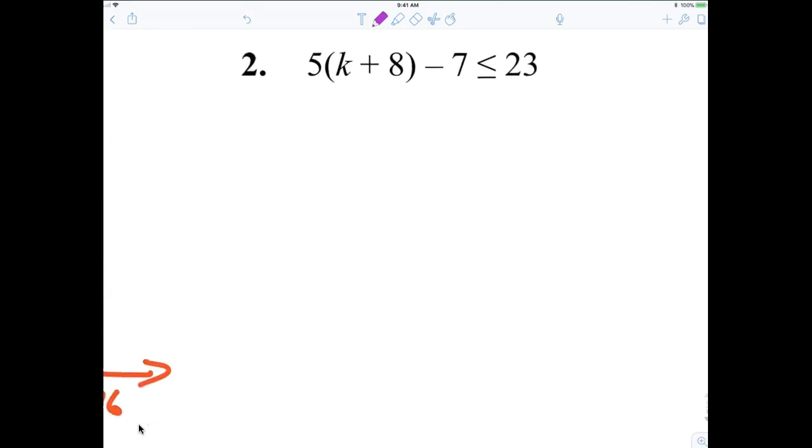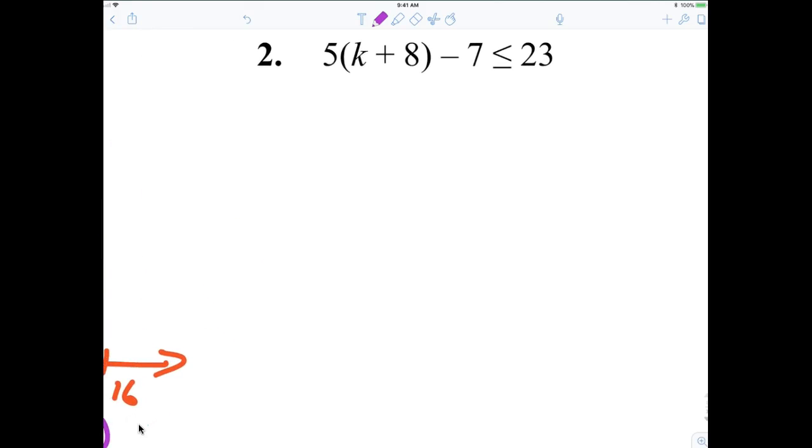So here we go. Now again, we're going to try to review some of the techniques. So first thing I want to do is to do what? Add seven. Now, can you distribute? Yes, but I'm trying to make you smarter. So we're going to add seven. So now I'm going to have 5 parentheses k plus 8 is less than or equal to 30. Now I could distribute, or I could make it real easy. Divide by 5.